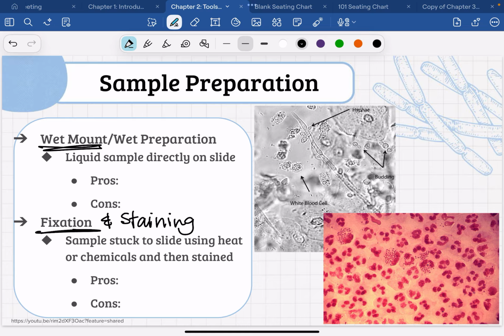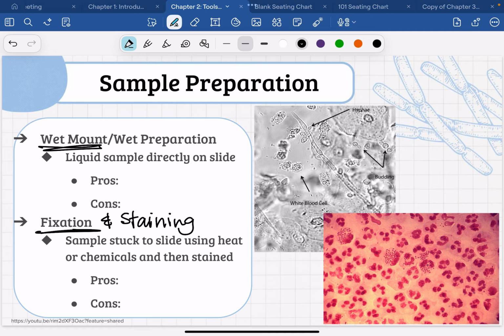Somebody who's having some kind of vaginal infection, there's a lot of fluid coming out of it. You can take a little sample of that liquid, put it directly on a microscope, and look at what's happening. You could take urine, pus from a wound, anything that's liquid, cerebrospinal fluid, which is fluid from around your brain. You take a little sample of that, put it underneath a microscope, and look at it directly.